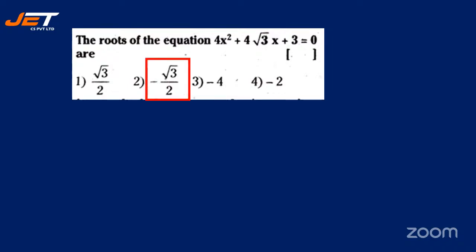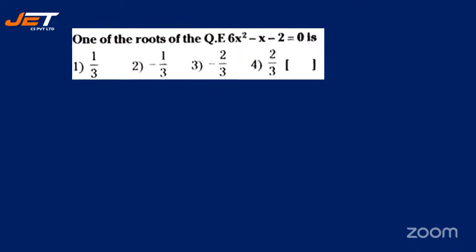So here the answer is minus root 3 by 2. See the next question. One of the roots of the quadratic equation 6x square minus x minus 2 is equal to 0. So how do you find out the roots? Just by factorizing.